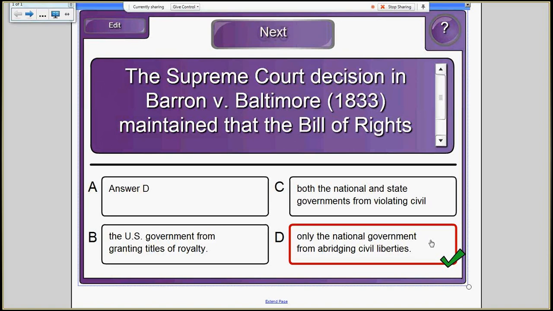The date 1833 is important because this is well before the Civil War. Later on, the 14th Amendment will be passed after the Civil War, and after the 14th Amendment is passed, starting in the 1920s, you will see what's called the gradual application of the Bill of Rights to the states.